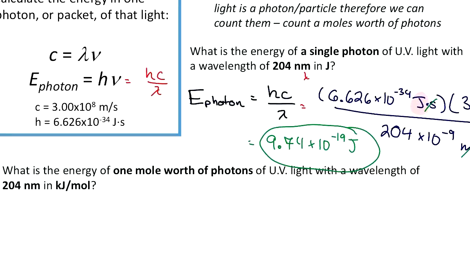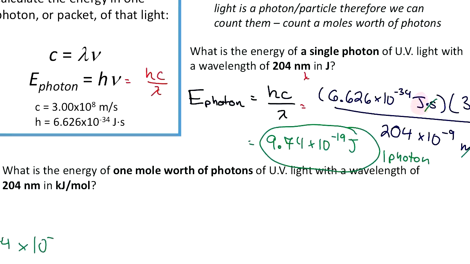And so just like atoms, are we ever just interacting with one photon of light? No. So what we're going to do is scale up this number to a mole amount. In the next question, I'm asking you, what is the energy of 1 mole's worth of these photons instead? What we just calculated is the energy of 1 photon. I want the energy of a mole's worth of those photons. So the idea here is we're just going to change the unit.